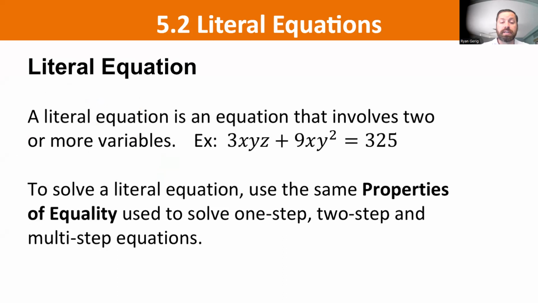Well, a literal equation is simply an equation that involves two or more variables, different variables. So there's an example there that's a little more complicated than what we're going to deal with, but it's showing you what a literal equation is. 3xyz plus 9xy squared equals 325. I've got three different variables and I've got five total variables in this equation. And what we're going to be able to do is solve for one of those.